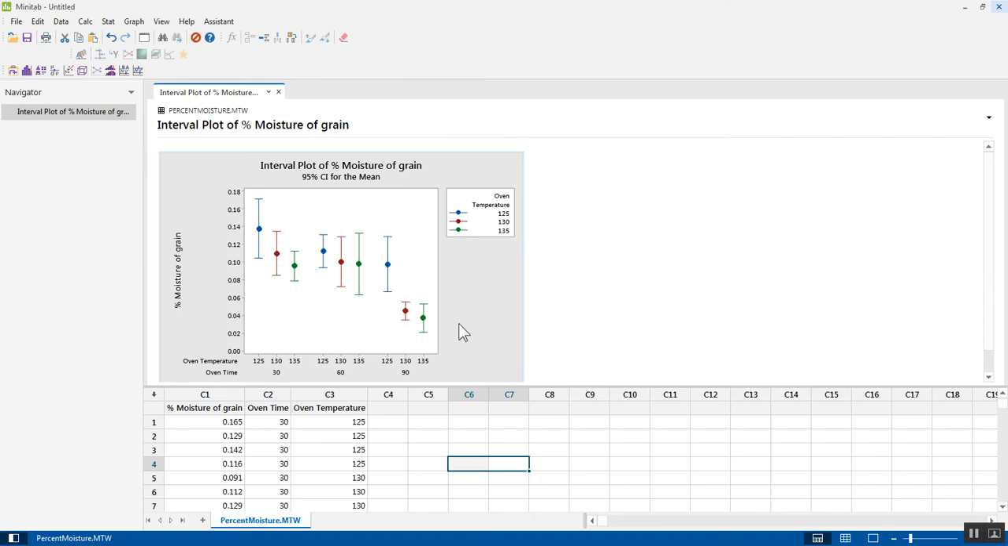We want to know, is there a significant factor of oven time? Is there a significant factor of oven temperature? And is there a significant interaction? So we're going to use the two-way analysis of variance to do this.